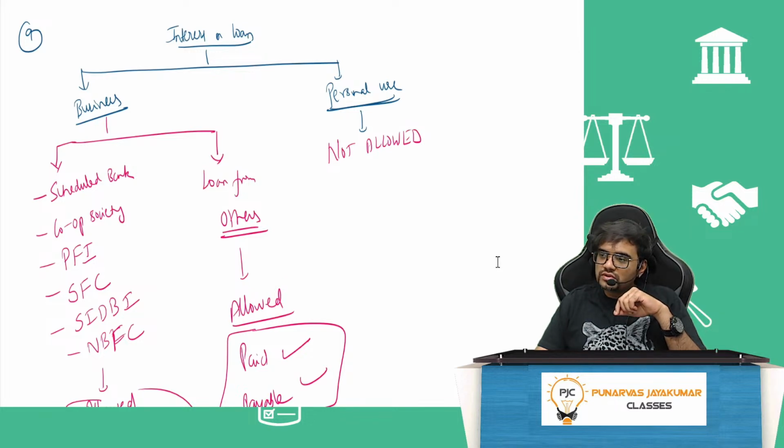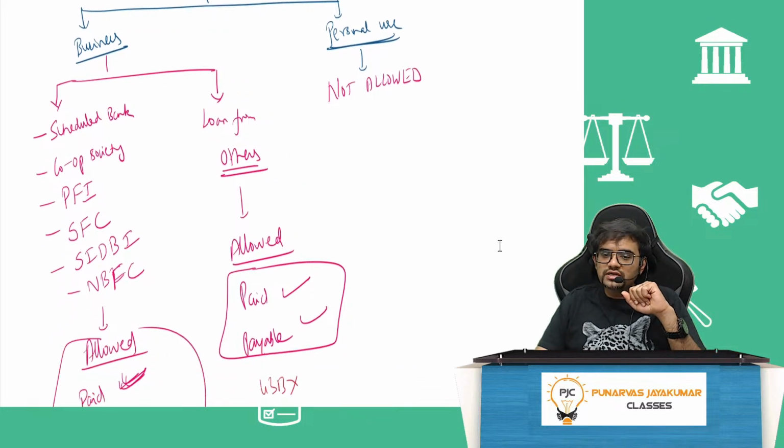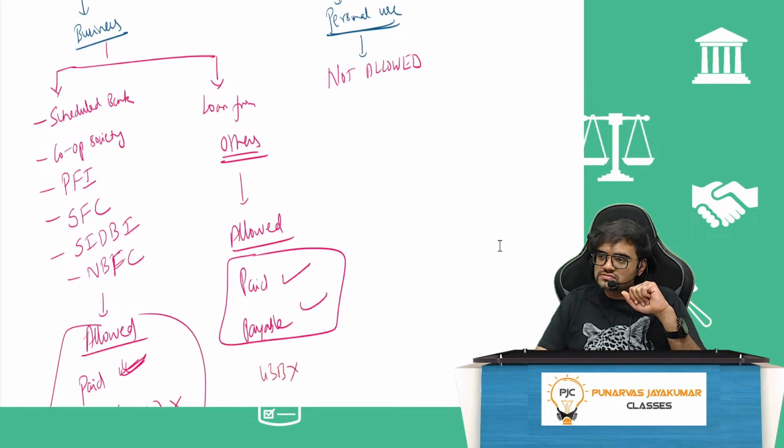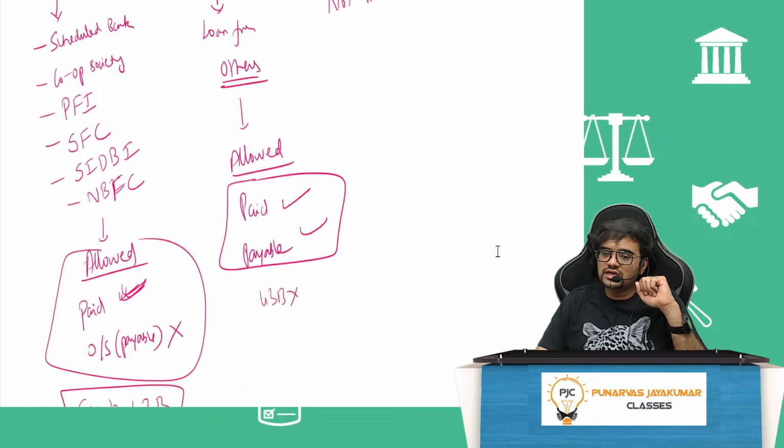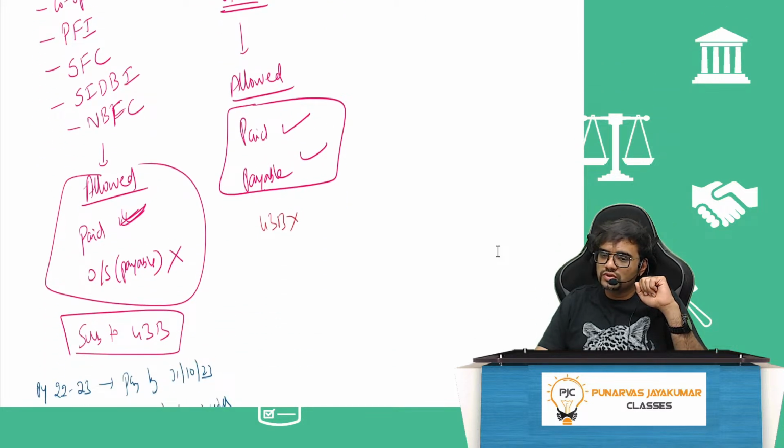I could have taken a loan. Interest on loan taken for personal use is not allowed. Interest on loan taken for business, if it is taken from a scheduled bank, cooperative society, PFI, State Financial Corporation, SIDBI (Small Industry Development Bank of India), or NBFC, is allowed only if it is paid. That's why it is subject to 43B.